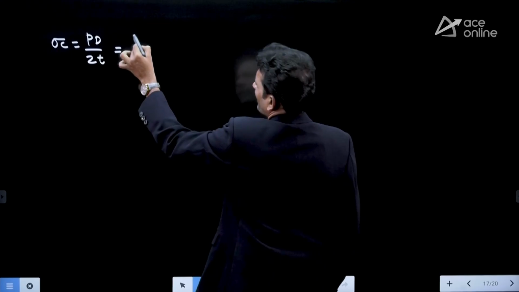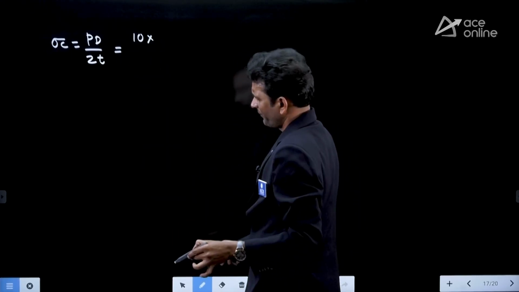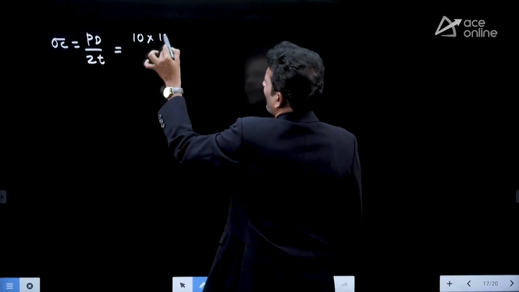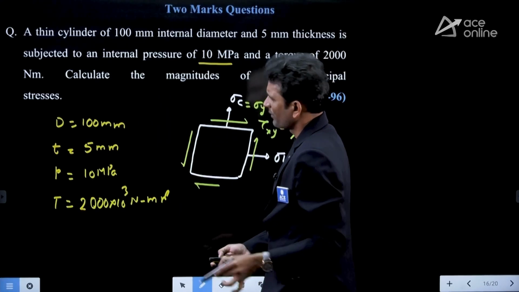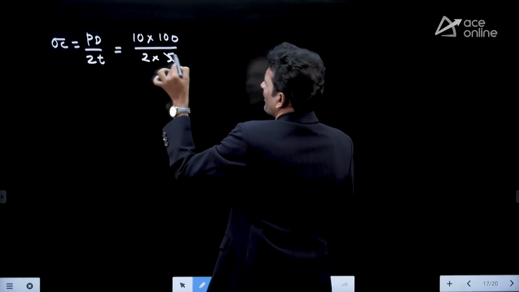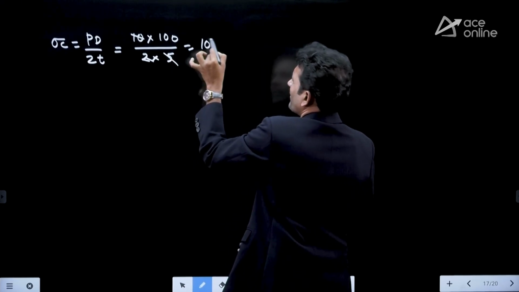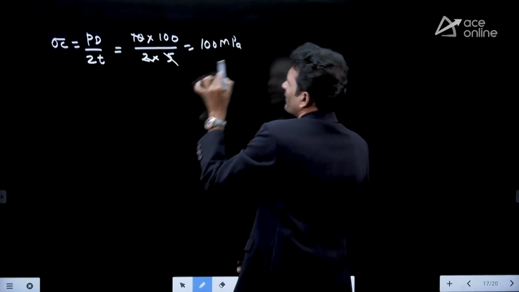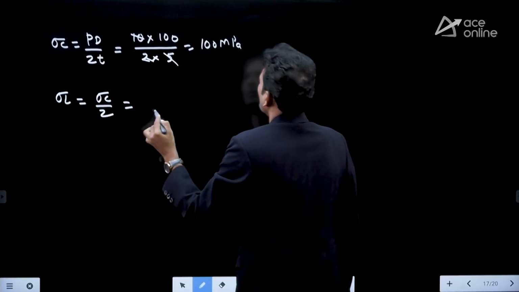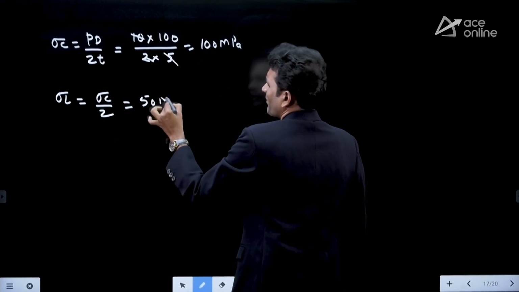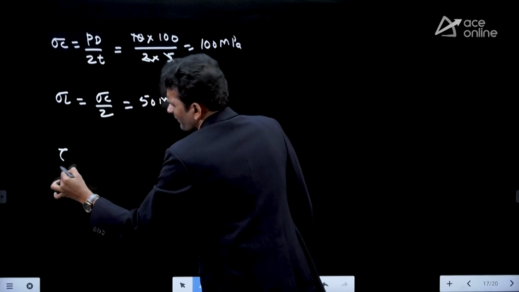10. Diameter 100 divided by 2 into thickness 5. 100 megapascal sigma C. Then sigma L equal to sigma C divided by 2 as we know. This is 50 megapascal. Then tau xy.